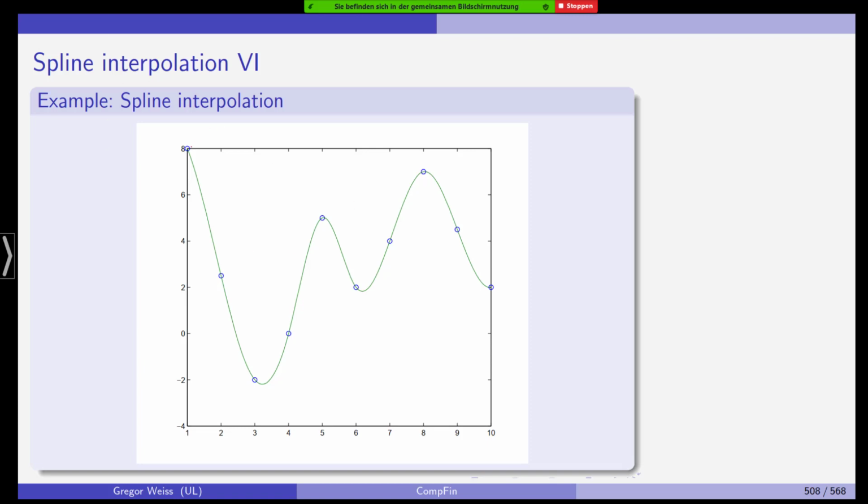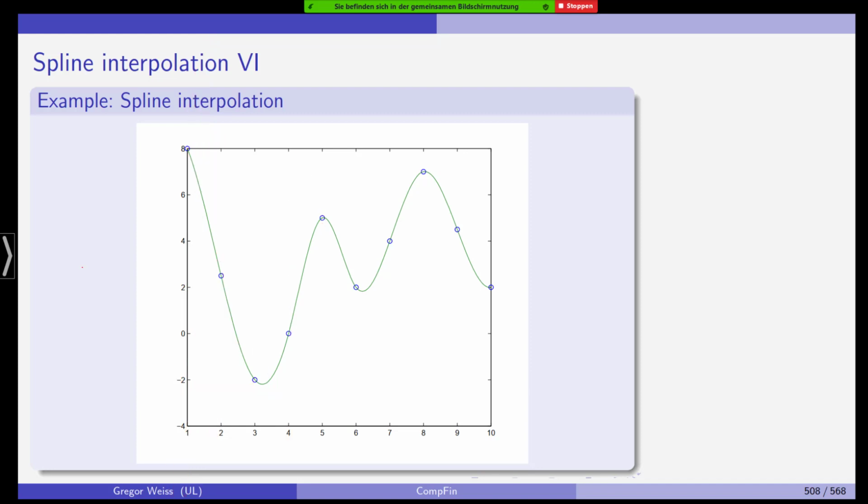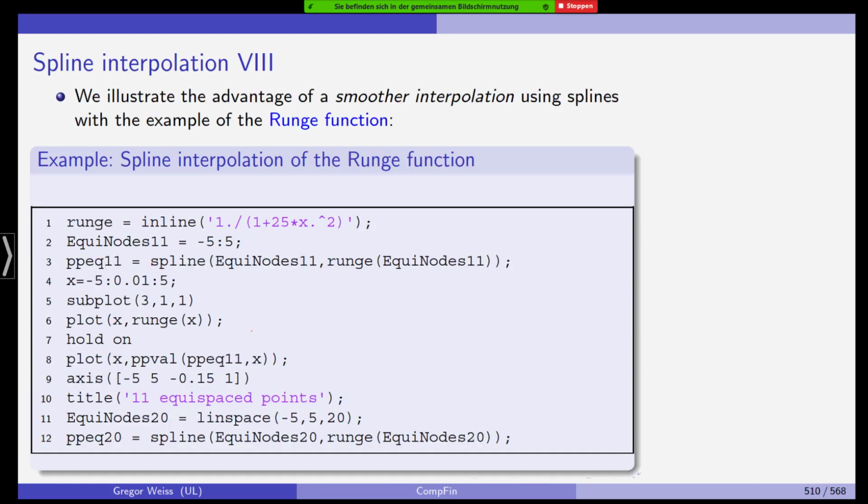It's not a polynomial. The polynomial will probably look like this: go through here, oscillate again, go through here, and so on. And the spline looks sufficiently smooth. So a spline interpolating function is much, much better suited for function approximation than a polynomial. You can also use the function spline, same thing here, x, 1, 2, 3, 4, 5, 6, 7, 8, 9, 10, and then we use spline of x and y and plot the result.